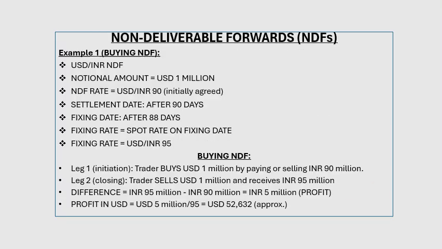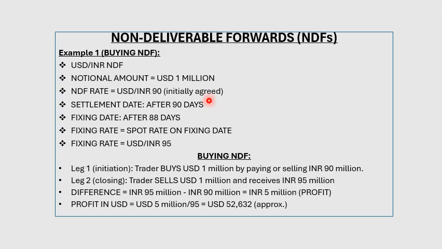Let's take some examples to explain NDFs. For the first example, suppose there is a USD INR NDF, USD being the freely tradable currency and the INR being the currency with restrictions, or the non-deliverable currency. For example, if you're a foreign investor, you cannot repatriate INR to your home country, US. Instead, you must convert the profit or loss in USD and settle accordingly. The agreed exchange rate is 90, which is the NDF rate. This is agreed at the time of entering into the contract.